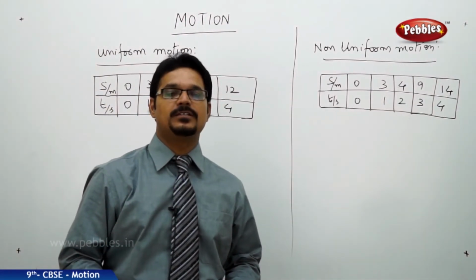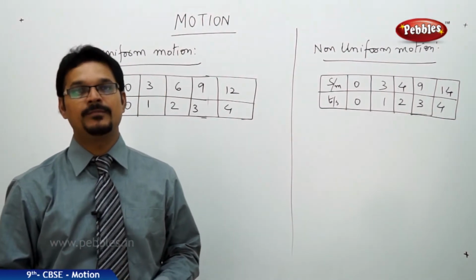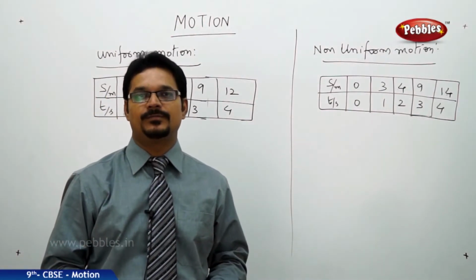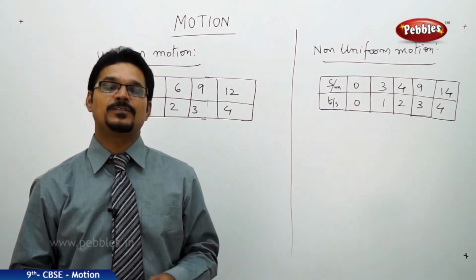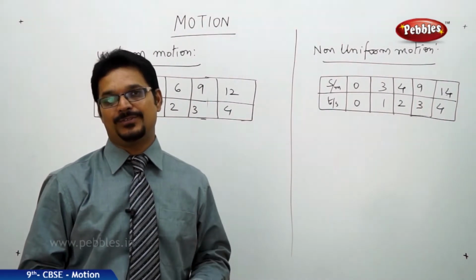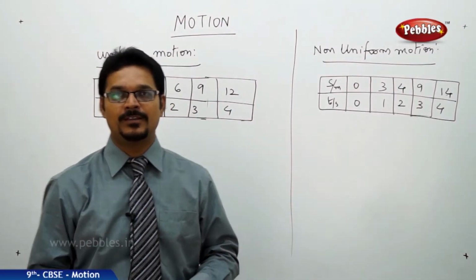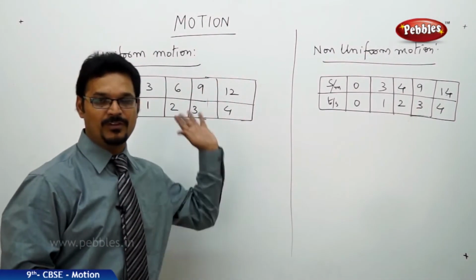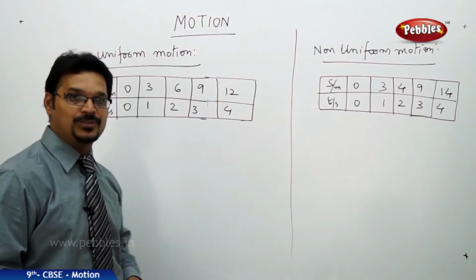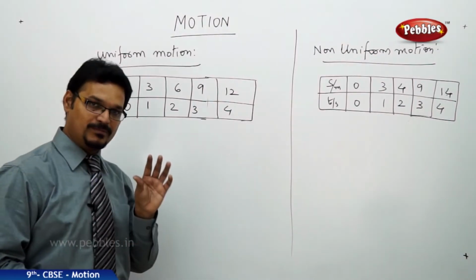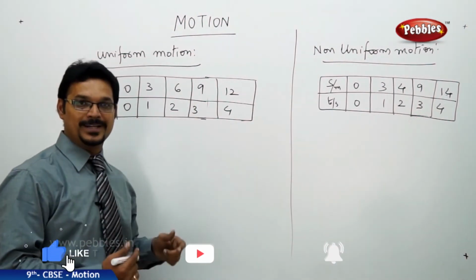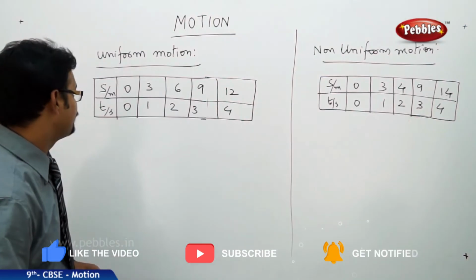So far we have discussed distance, displacement, speed, velocity and acceleration. In the beginning of the chapter, I told you that we have different types of motions, but in that our focus is on linear motion. And in linear motion also, we can have two types of motions, uniform motion and non-uniform motion. Now coming to uniform motion, the name tells you uniform. Uniform means constant, fixed. So see this table to understand what this motion is.